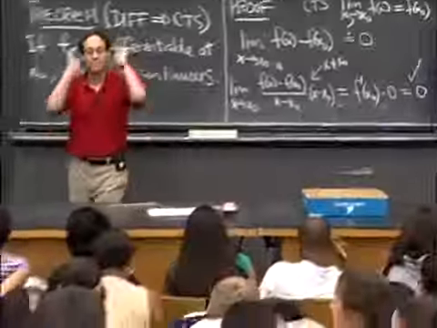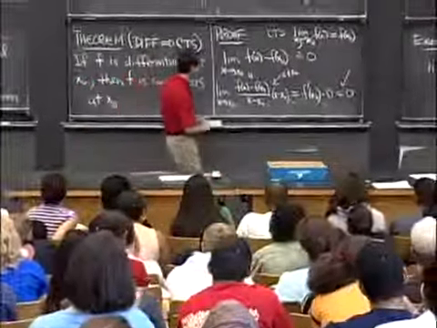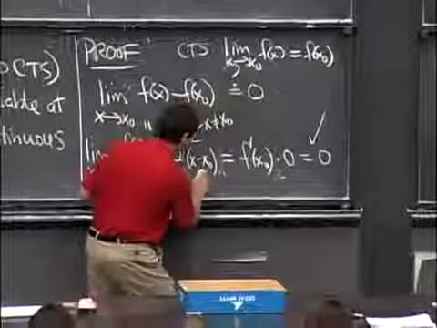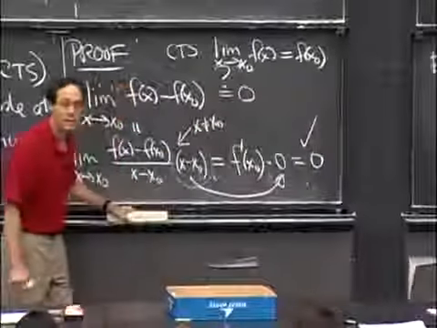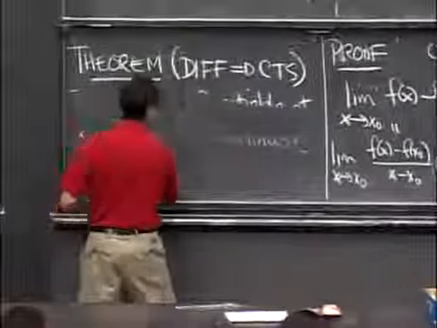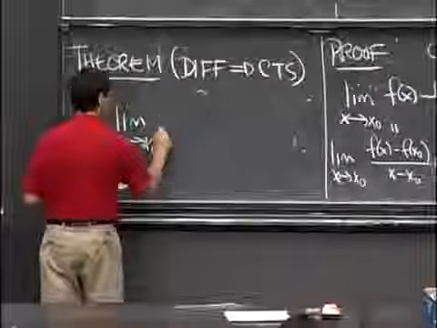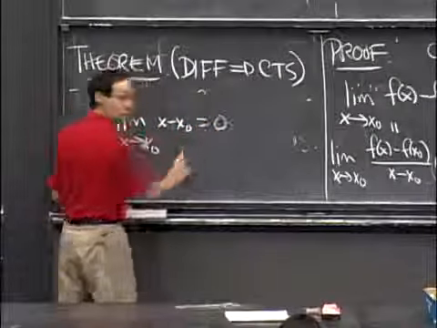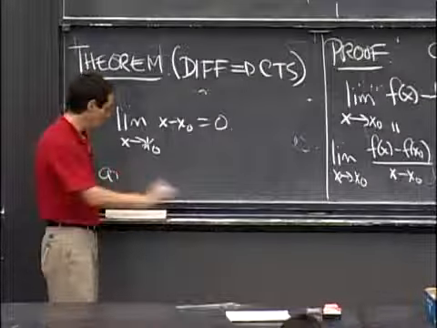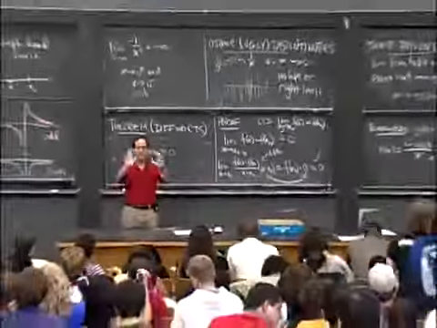Last question. How did we get the 0 from x minus x0? So the claim that's being made is that the limit as x goes to x0 of x minus x0 is equal to 0. That's what I'm claiming. Okay? Does that answer your question? Okay. All right. Ask me other stuff after lecture.